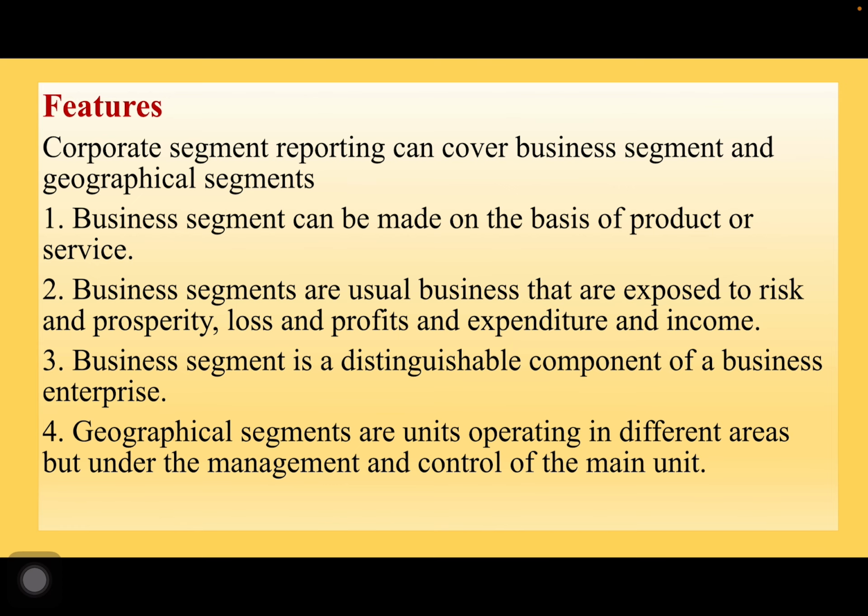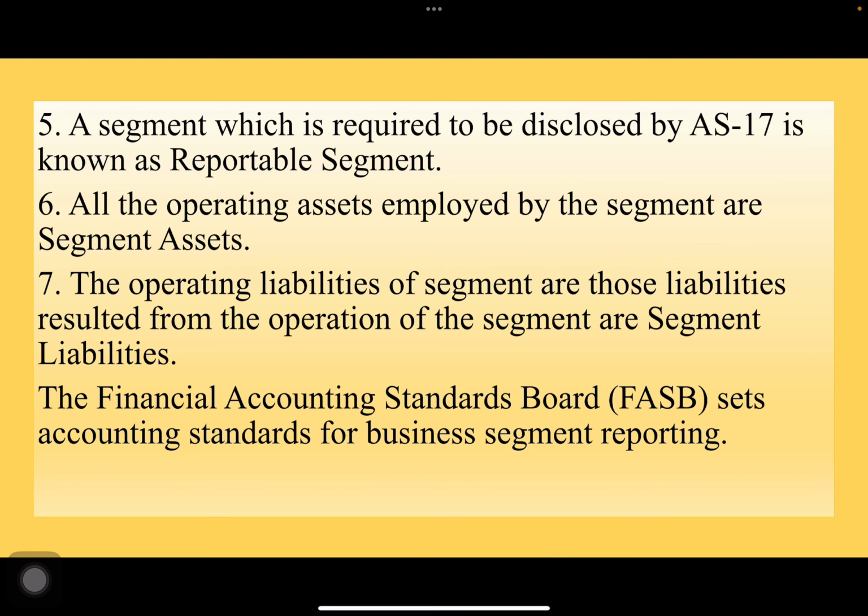And then geographical segments are units operating in different areas but under the management and control of the main unit. A segment which is required to be disclosed by AS 17 is known as reportable segment. All the operating assets employed by the segment are called segment assets and the liabilities resulted from operation performance are called segment liabilities. The Financial Accounting Standards Board sets accounting standards for business segment reporting.